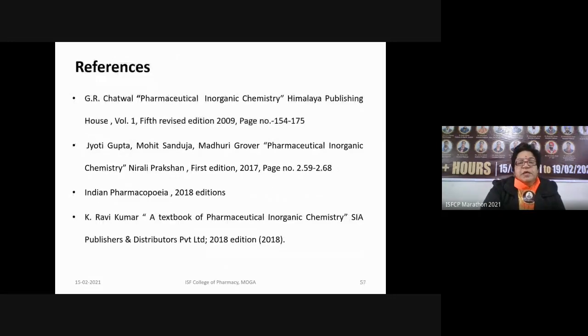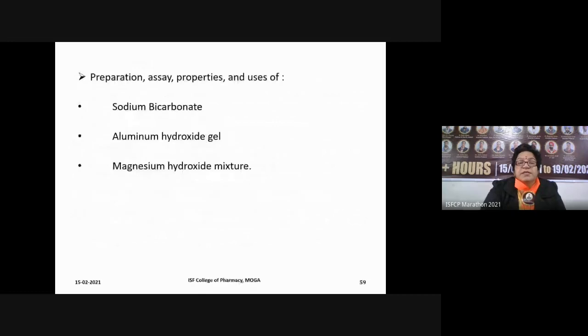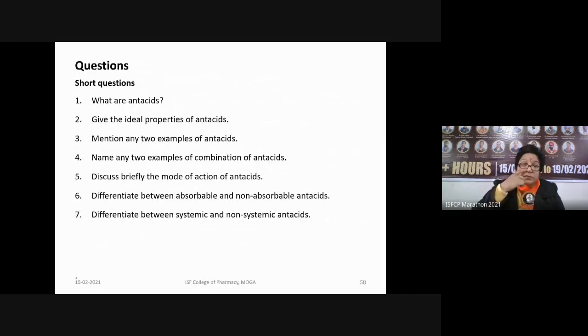Then comes, these are some of the types of questions that can be asked. What are antacids? Give the ideal properties of antacids. Then you have to discuss it. बड़े नंबर पे भी आ सकता है, छोटे नंबर पे भी क्वेश्चन आ सकता है. Mention any 2 types of antacids. Then name any 2 examples of combination of antacids or why combination therapy is required. This is also one of the important questions. Discuss briefly the mode of action of antacids. Differentiate between absorbable and non-absorbable antacids and differentiate between the systemic and non-systemic. अलग-अलग forms of questions हो सकते हैं.